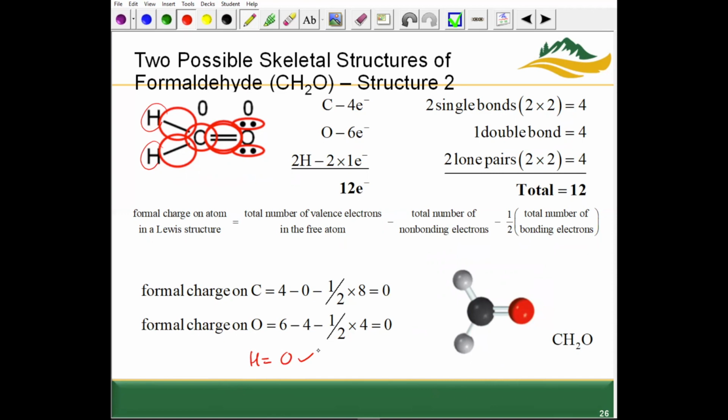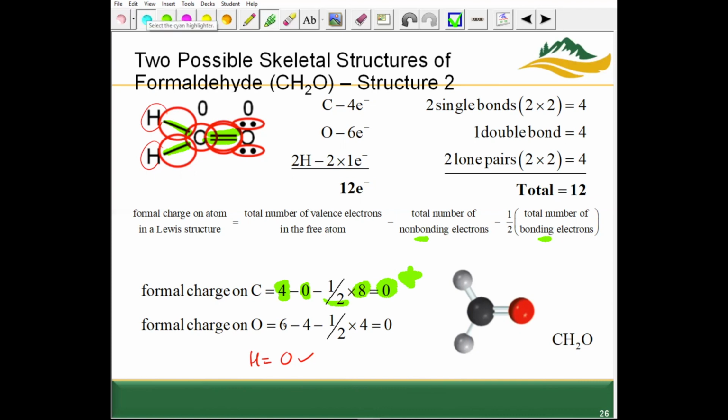is again 0. Now for carbon, the number of valence electrons does not change. How many non-bonding electrons here? Well, 0. They're all in bonds coming from carbon. The total number of bonding electrons now, 1, 2, 3, 4, 5, 6, 7, 8. So 8 goes in here, so 4 minus 0 minus 4 is a formal charge of even better, just 0. That is what we want.